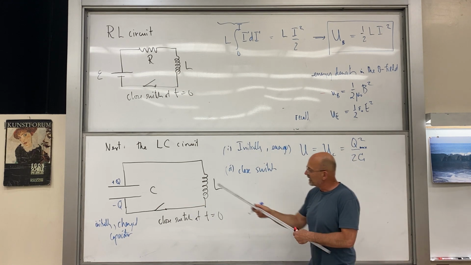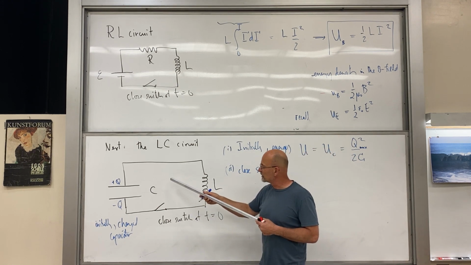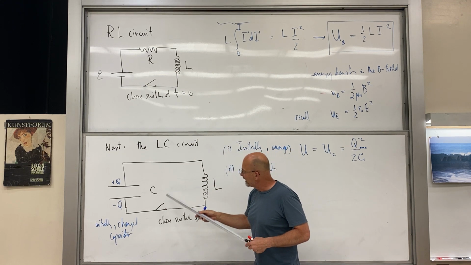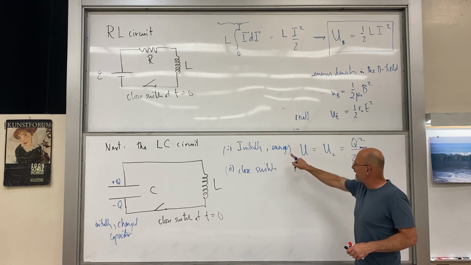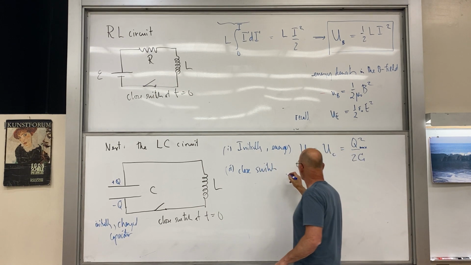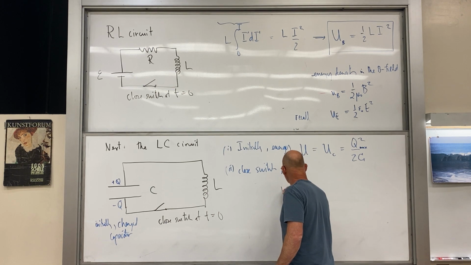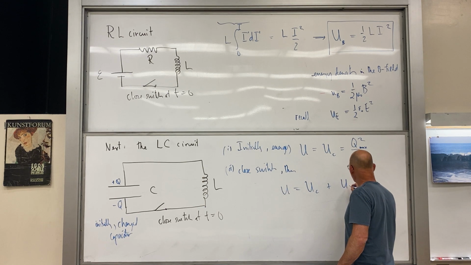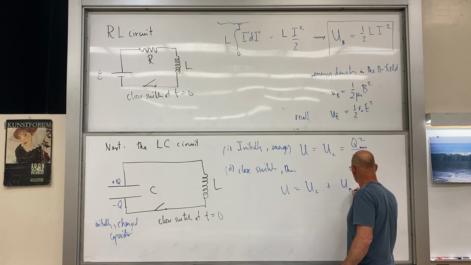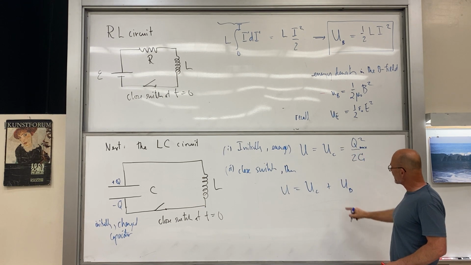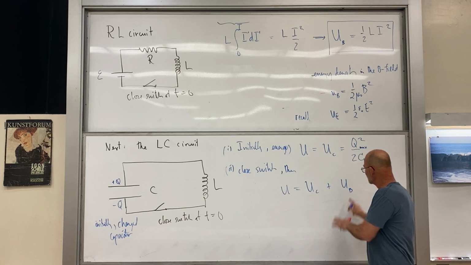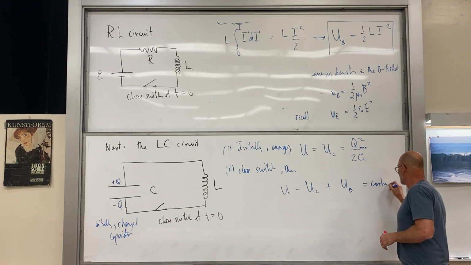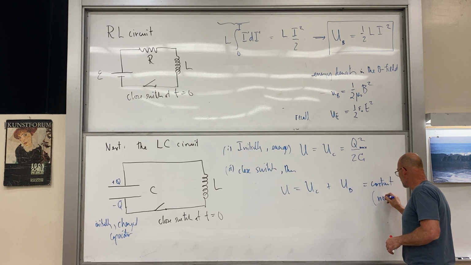And there's no resistor in here, and that's where the energy would be lost, right? Energy would be burned in a resistor, producing heat. So since there's no resistor in here, after we close the switch, the energy is going to remain constant. After we close the switch, U is equal to U sub C plus U sub B, since it's up there on the board. It's constant, and the reason it's constant is, of course, no resistor.